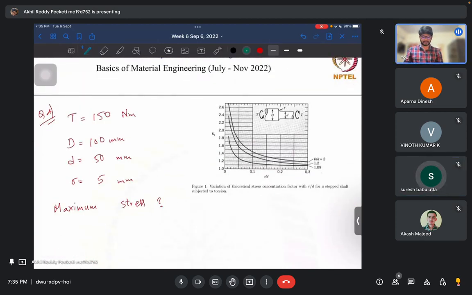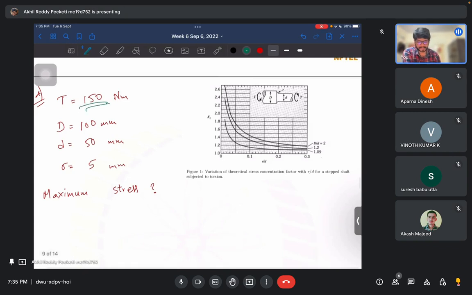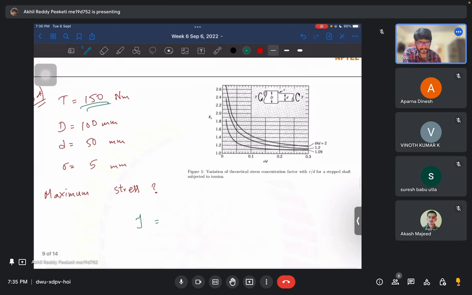So now we are on the stress concentration factor type of questions. This stepped shaft is subjected to a torque on both sides, and we are supposed to estimate the maximum stress in the entire shaft. You are given the dimensions of the larger diameter and smaller diameter, the radius, and the torque applied also. As we have seen earlier, what is the shear stress for the torque applied case? Can anyone tell me the formula if they remember?